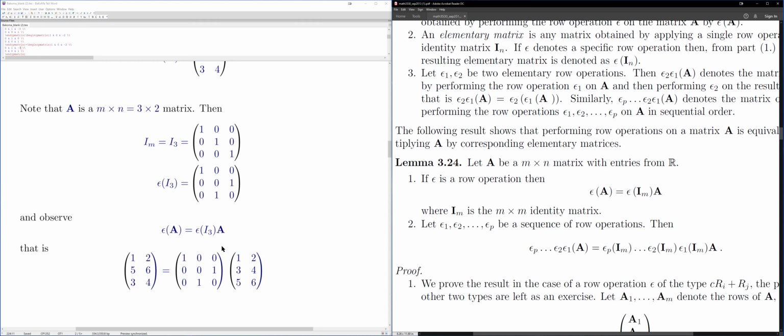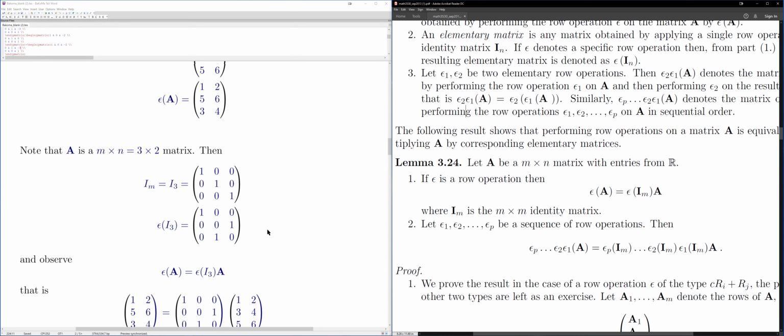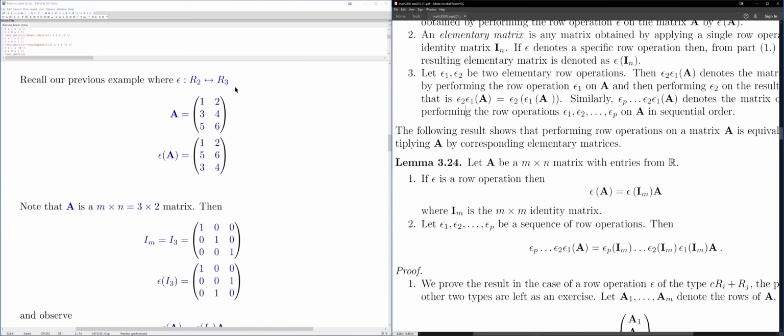So your elementary matrix over here carries information about the row operation for you. And in this case, it carries the information about this row operation, which is switching row 2 and row 3.